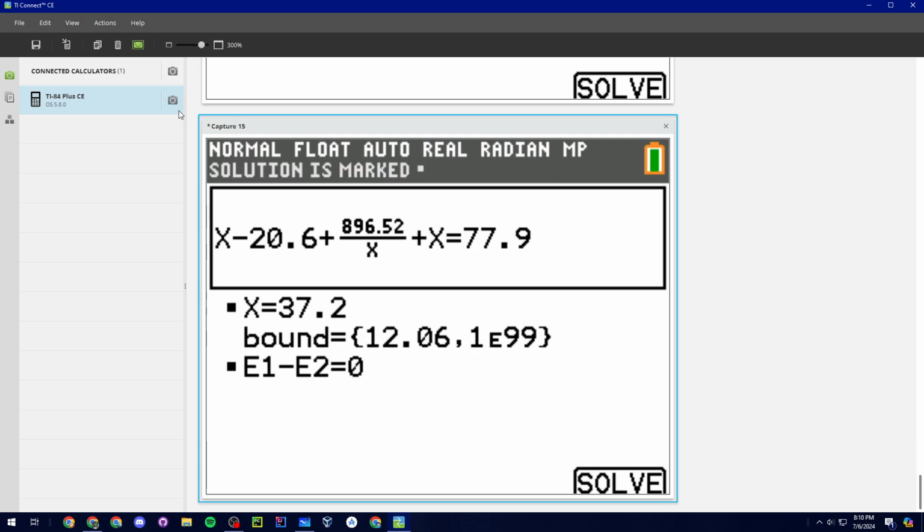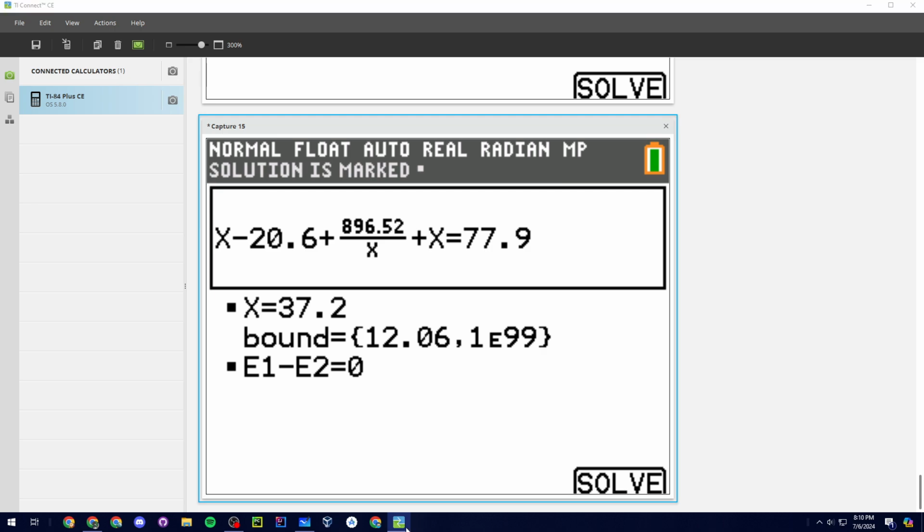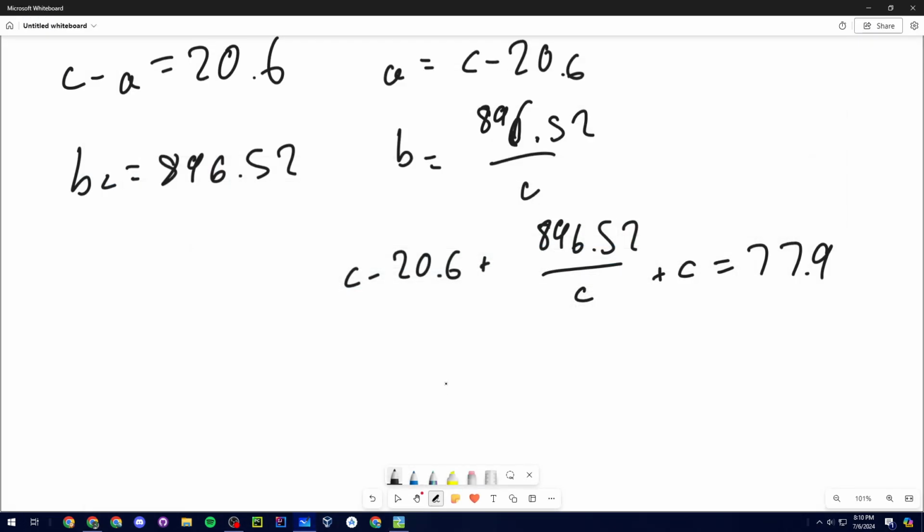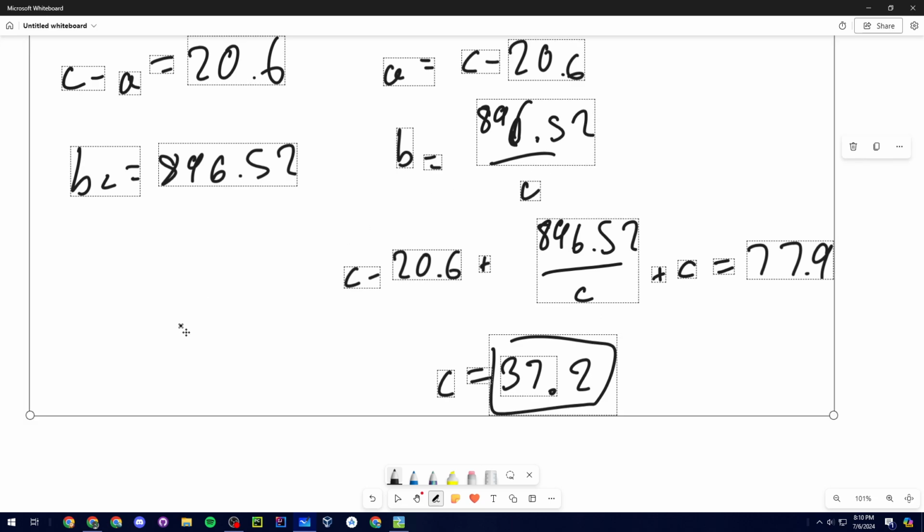Now I know that this is a quadratic just because of context. But you could change the bound one more time to see if you get any other solutions. You'll get an error, sign change, if it doesn't work. But x equals 37, or C equals 37.2, is the only other solution, and that makes sense because it is the biggest number, so that's just your answer. Okay.